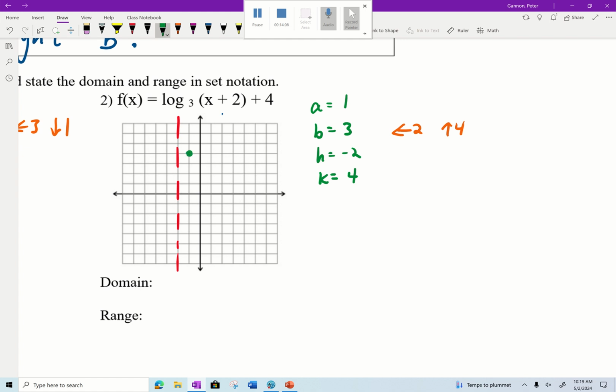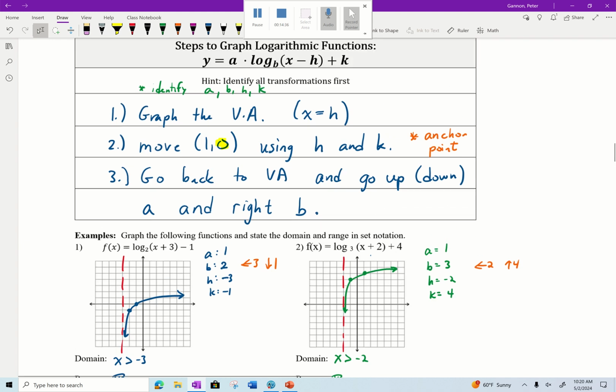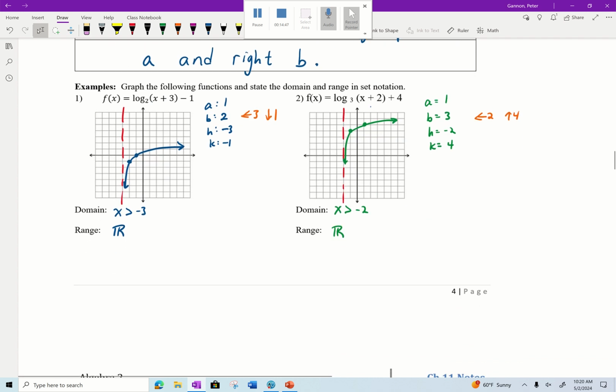Those were the transformations. We're going to go back to our asymptote. We're going to go up A, which is 1, and we're going to go right the base, which is 3. Curves up, comes down. All right, so again, we got our domain. In this case it is going to be x is greater than -2, and the range, all real numbers. So it will really benefit you to take the time to learn these steps, okay? I mean, there's really 3 things that we're graphing. We're graphing a vertical asymptote, we're graphing the anchor point, and we're graphing 1 additional point. From there, we sketch the curve.